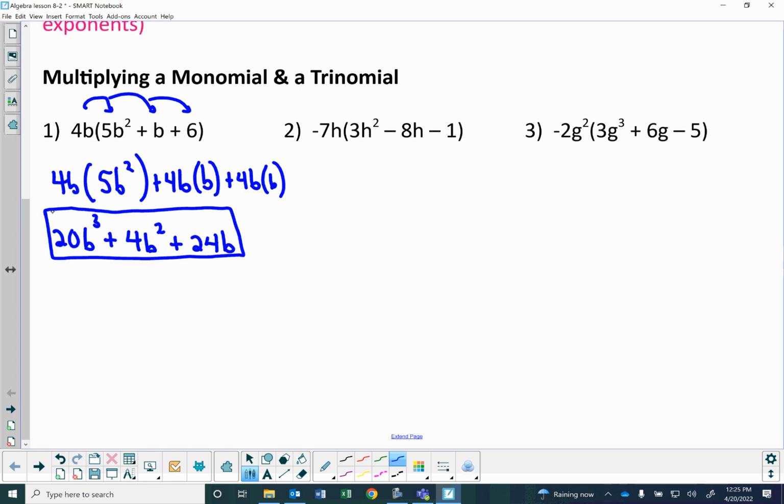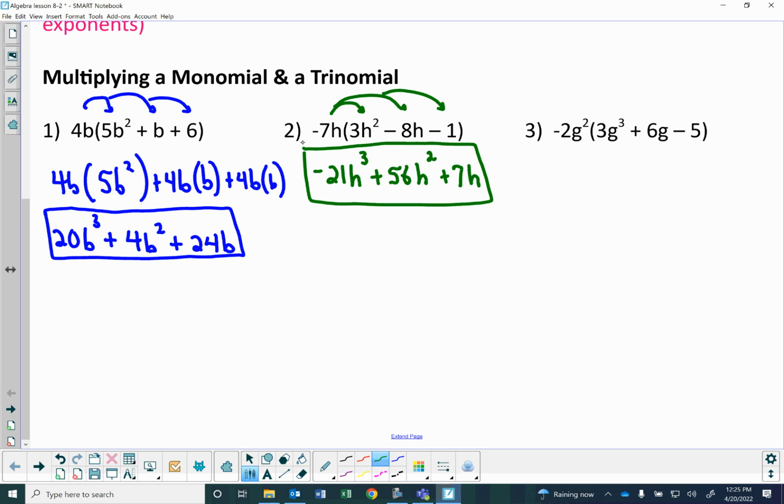Right, now you can write it out or you can distribute using my little arrow system here. Just remember to watch your signs. So negative 7h times 3h squared, negative 7 times 3 is negative 21. H to the first times h to the second becomes h to the third. Negative 7 times negative 8 makes positive 56. H to the first times h to the first becomes h to the second. Negative 7 times negative 1 is positive 7, and there are no h's, so we just tack that h on the end. So we get 21h to the third plus 56h squared plus 7h, and that's in standard form too, which makes it nice.